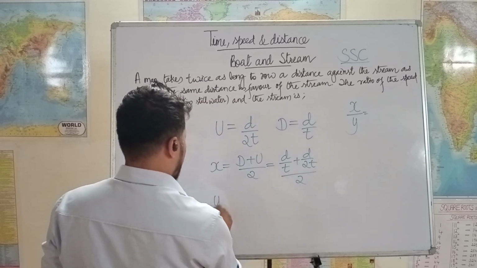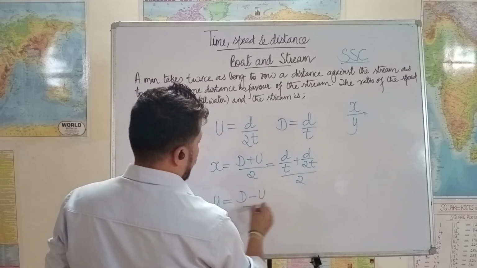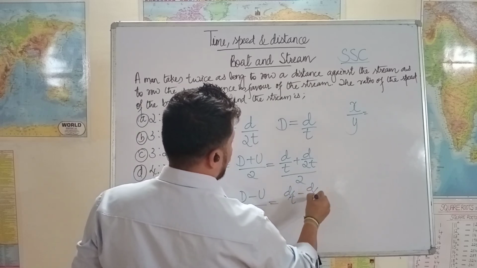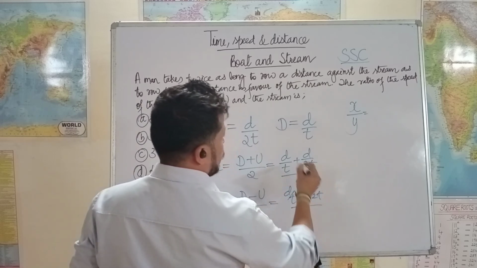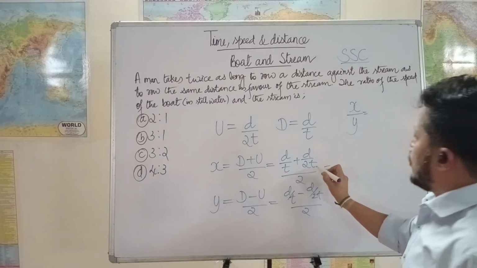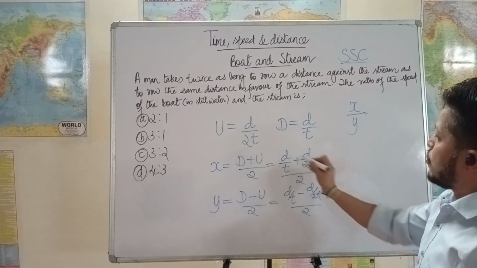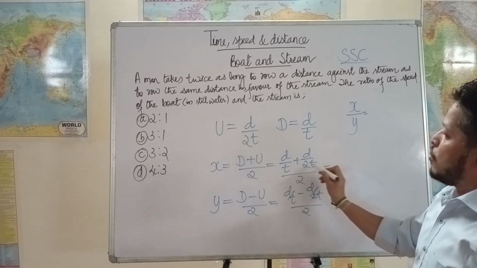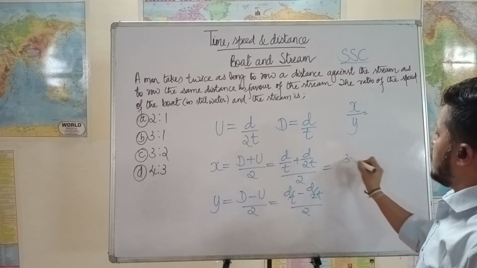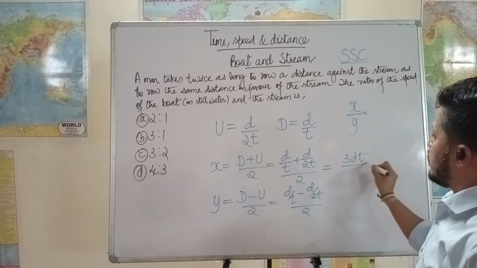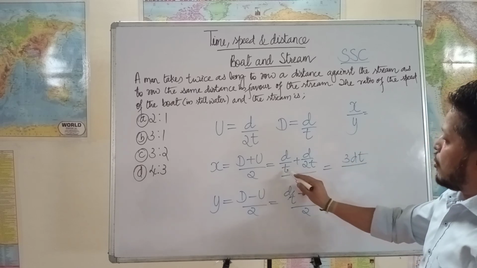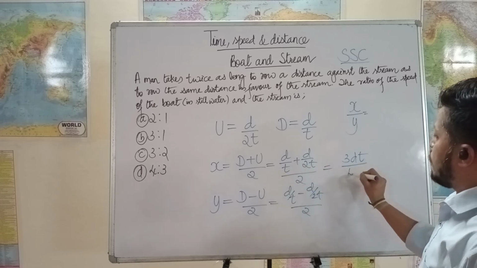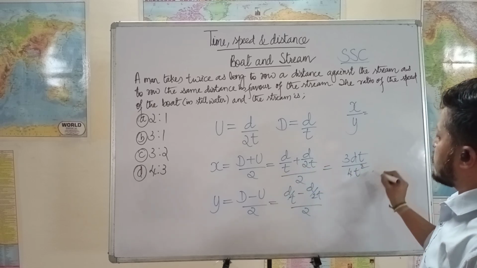Correct? And what is y? y is equal to downstream minus upstream by 2, which is d by t minus d by 2t divided by 2. This can be written as 2td and td. Let me take it as 2dt plus dt is 3dt divided by t into 2t is 2t square, and this 2 also gets multiplied, so 4t square.